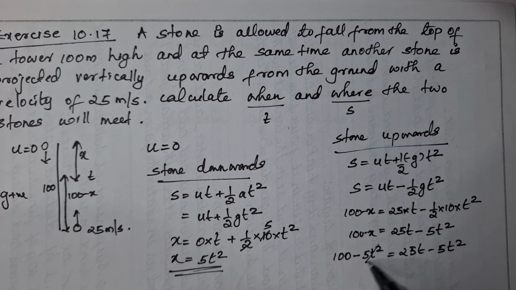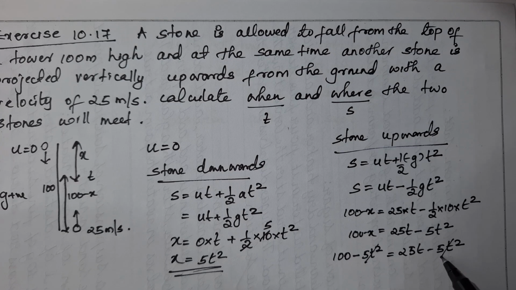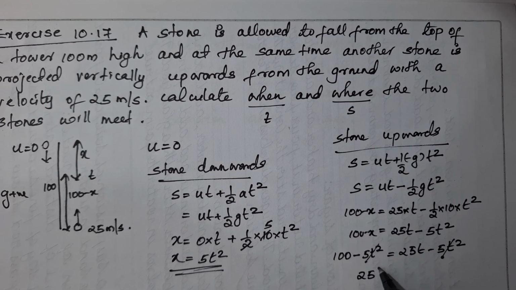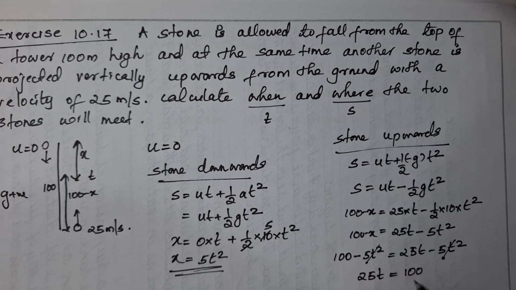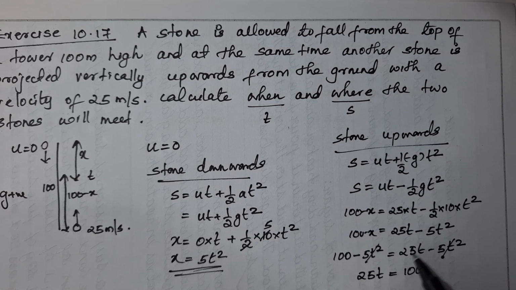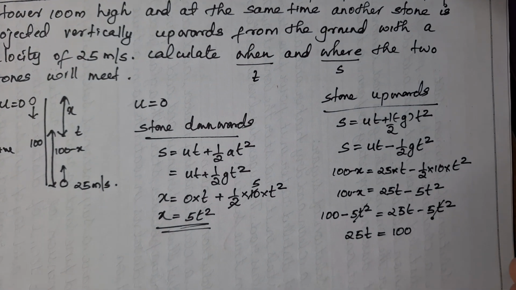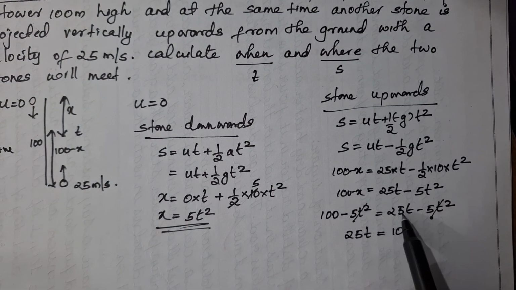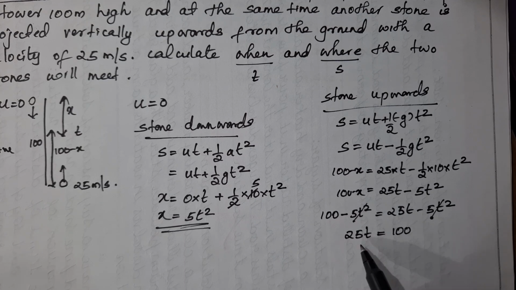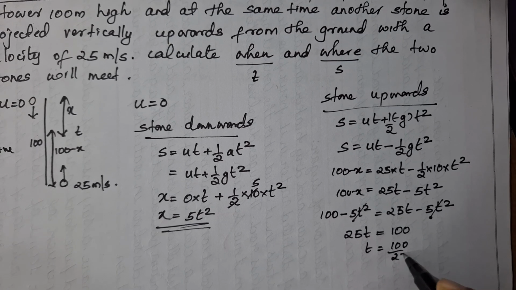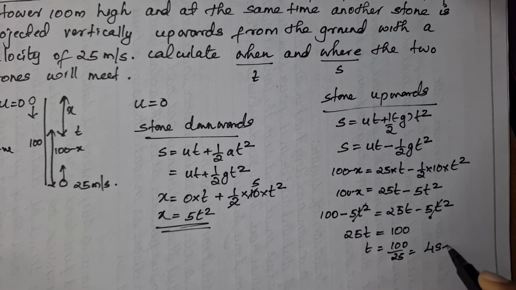That means these two will cancel. Correct? Then what is remaining? 25t is equal to 100. I have just interchanged the values to the left and right. So 25t is equal to 100, and t is equal to 100 by 25, that is equal to 4 seconds.